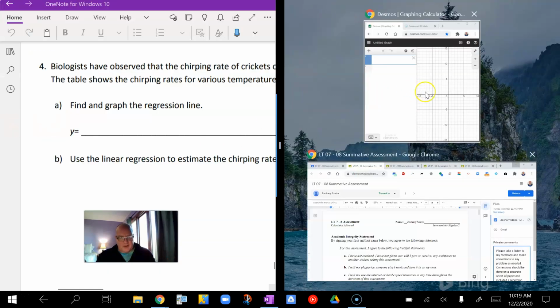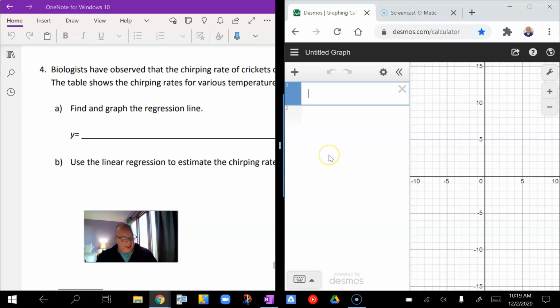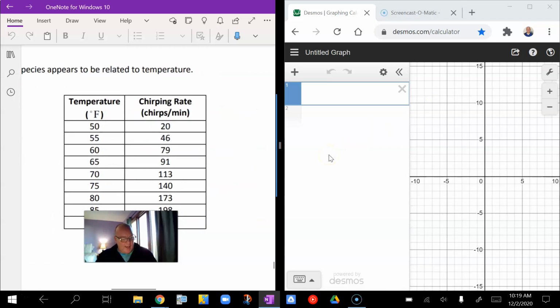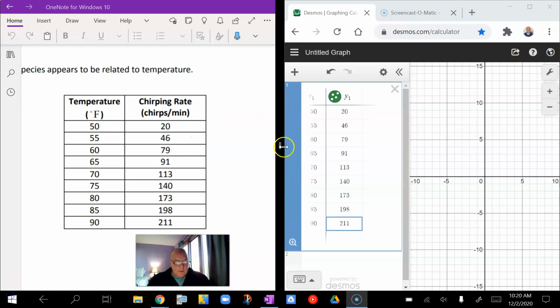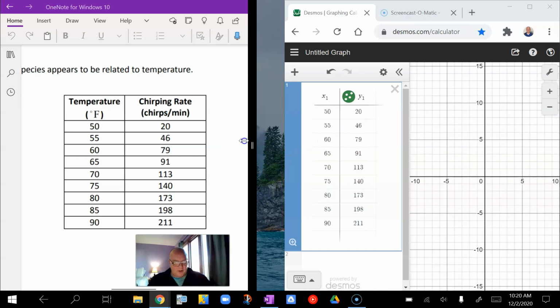I can split screen here, and I can split screen here. What I have to do in Desmos is set up a table of values. So I'm going to go to the plus sign, hit add item, table. And in my table, I'm simply going to type the values that are in the provided table in the problem. Okay, so I've done that. I've typed in the table of values, and now I'm ready to look at Desmos altogether.